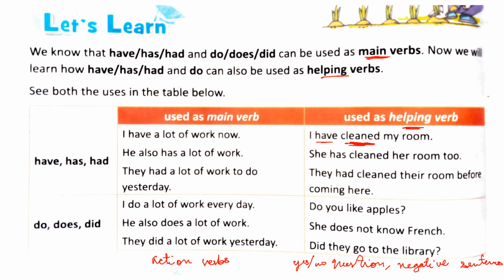See the example here. Do you like apples? This is a yes or no question. The answer would be yes or no. Yes, I like apples. No, I don't like apples. So this is one of the usages. Then do, does, did can also be used to form negative sentences. She does not know French. This is a negative sentence.